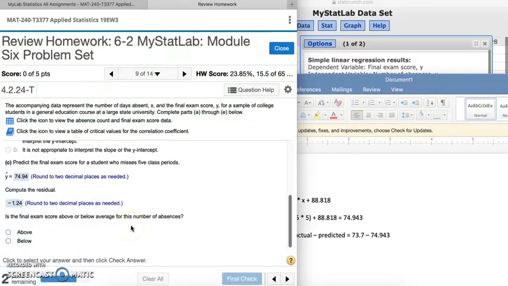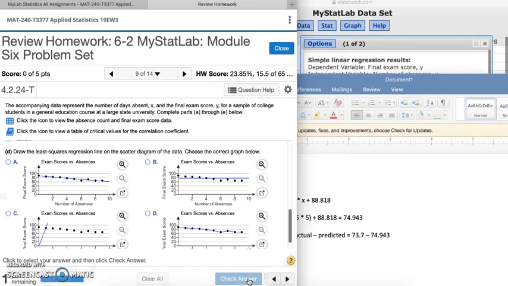All right, is the final exam score above or below average for this number of absences? Well, let's look back at our residual. If the residual is positive, that means that the actual is above. If the residual is negative, that tells us that the actual is below. And that makes sense. Just looking at it, you can tell that, but that's how that negative comes into play. So since our residual here is negative, we know that it's below.